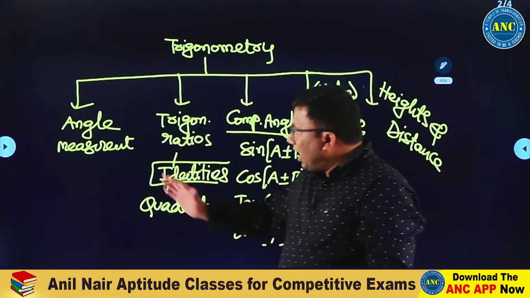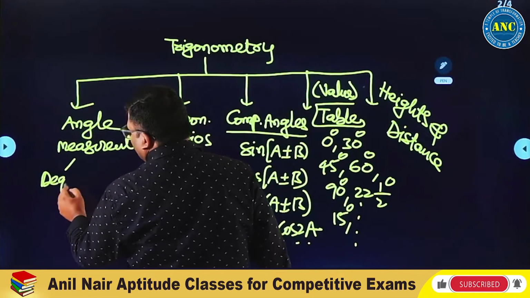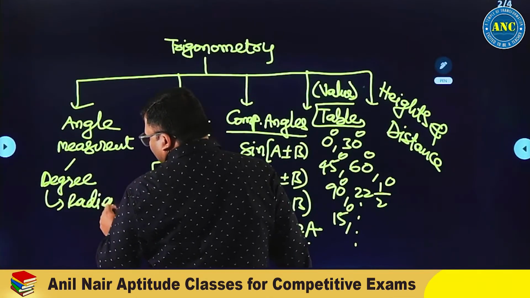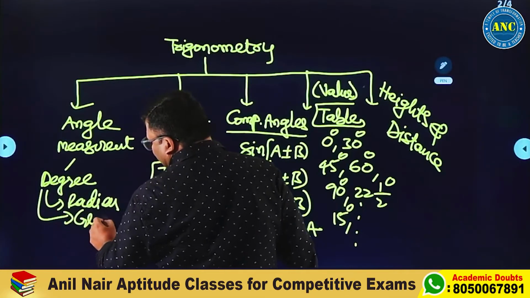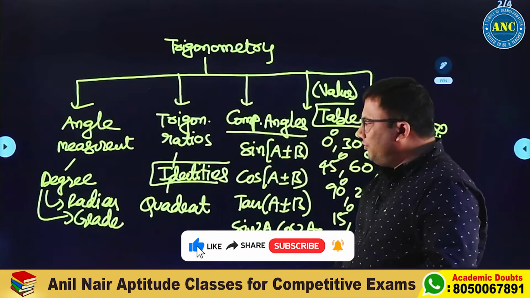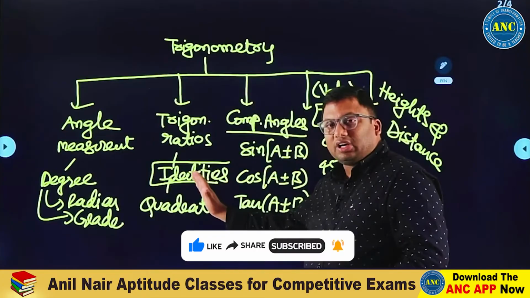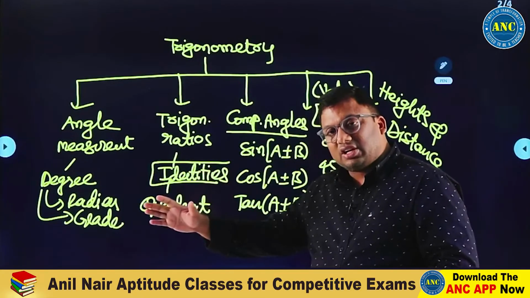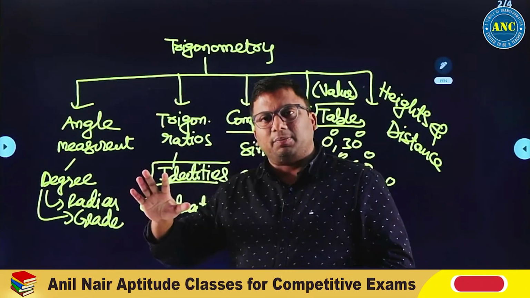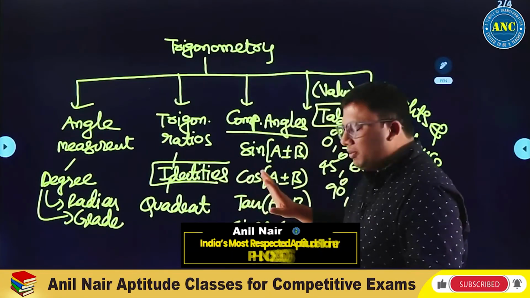Again I am repeating, angle related problems. In angle related problems, how to convert degree to radian to gradient, grades, grade to radian to degree. How to convert everything we will see with respect to angle measurement here. With respect to trigonometric ratio: definition, formula based, identity proving method, foundation related problems, how sin and cos are related, everything is under trigonometric ratios.